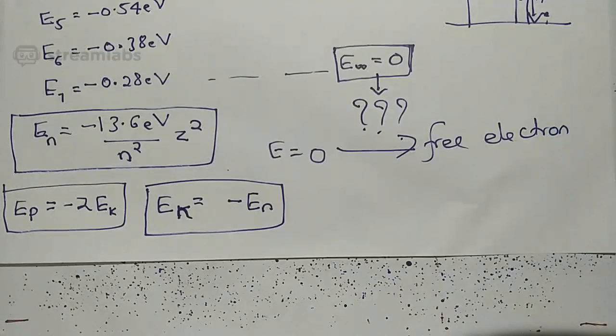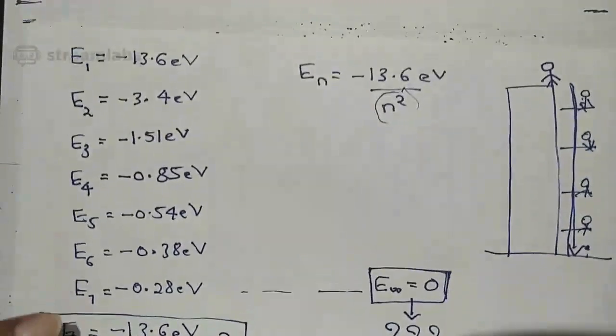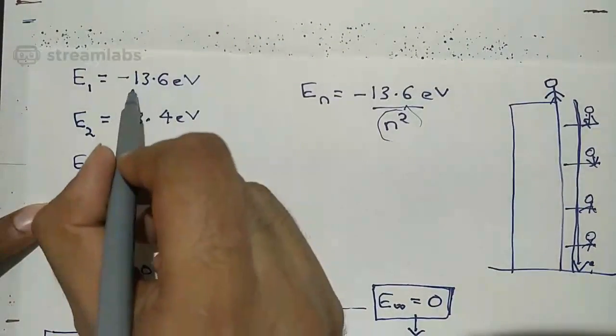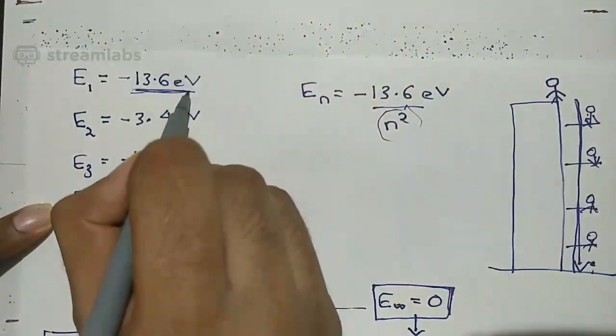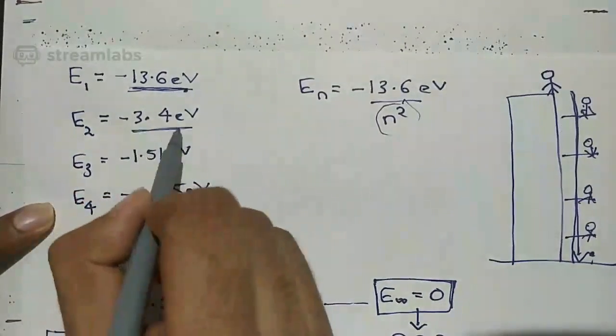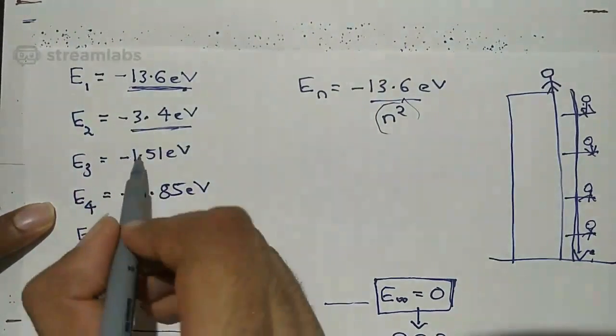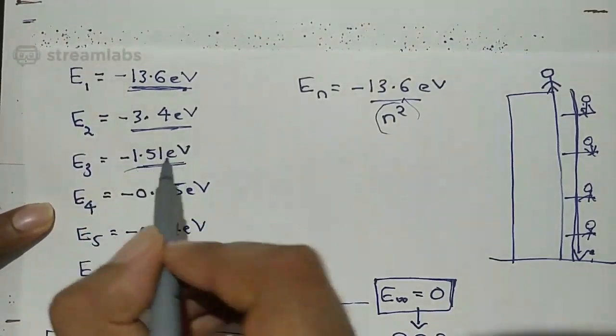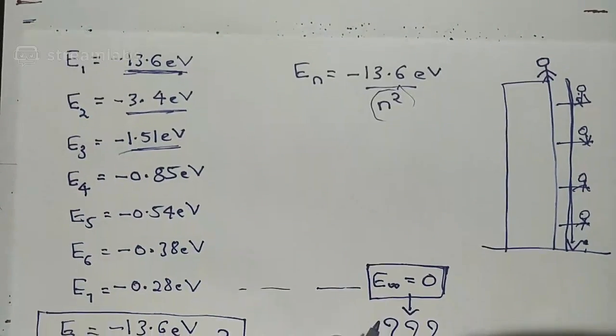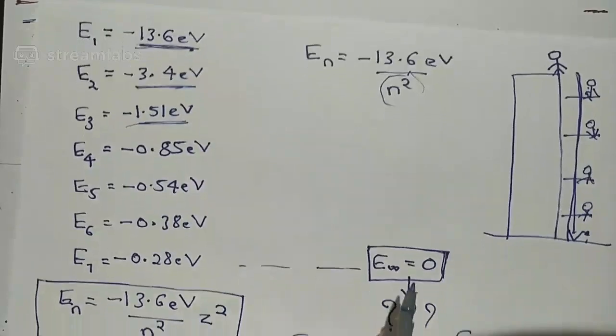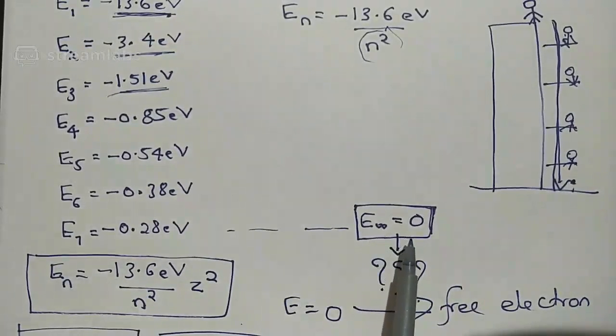So the negative energy indicates that electrons are bound to the nucleus. You have to supply some amount of energy to remove the electron from its orbit. Suppose you want to remove it from the innermost orbit, how much energy do you have to supply? 13.6 electron volt. From the next orbit, how much? 3.4 electron volt. From the next orbit? 1.51 electron volt. Like that, if the electron is already free, do you have to supply energy? No, it is already free, its energy is 0.